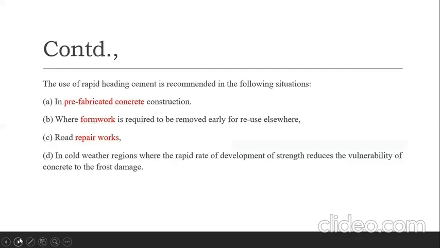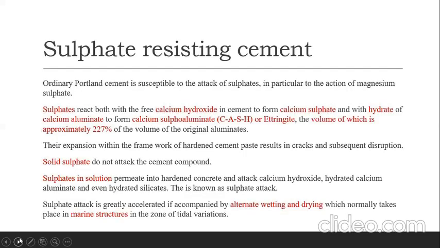And apart from that, most of the prefabricated concrete yards are using this rapid hardening cement, where within a day they demold the concrete from the mold. For that purpose, they use rapid hardening cement. And also in cold weather regions, where you have extreme chillness or extreme moisture, in that condition also, this rapid hardening cement is a quite suitable material for attaining the strength and to enhance the resistance against frost damage.